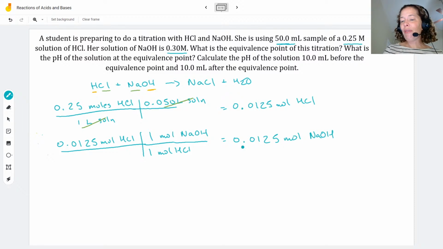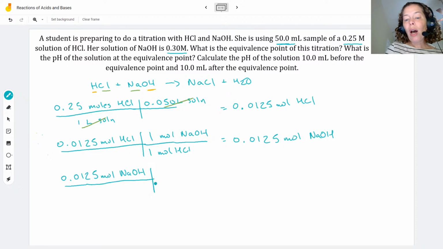Okay, now I know how many moles of sodium hydroxide. I have a concentration. I can figure out how many milliliters of sodium hydroxide I need to drip into my sample to reach that equivalence point. So taking my moles of sodium hydroxide, I'm going to use my concentration as a conversion factor here. So my concentration is 0.30 molar. So I can write this concentration as a conversion factor.